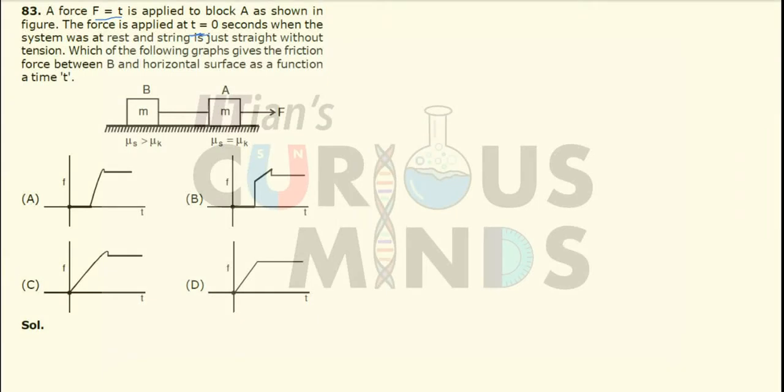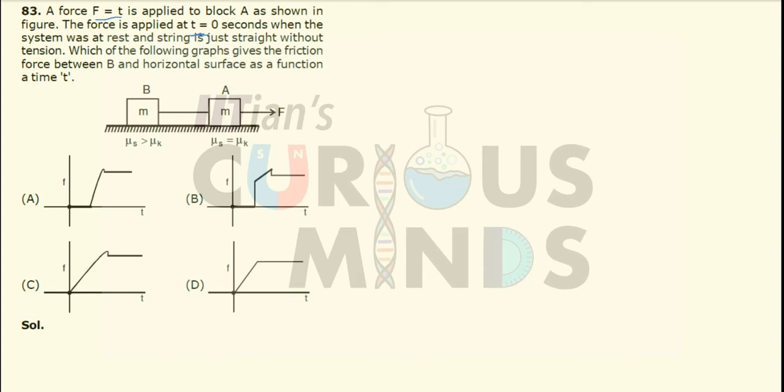A force F equal to t is applied on the block A as shown in the figure at time t is equal to 0. We have to calculate the friction force f of the block B with respect to time as shown in the figure. Now over here, let us first mark out the forces.